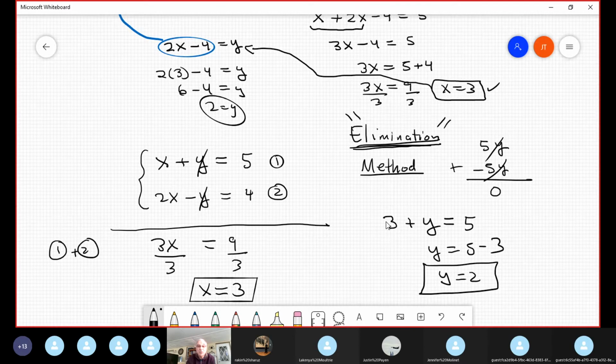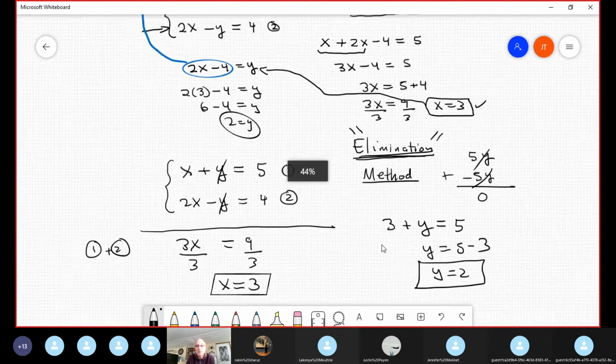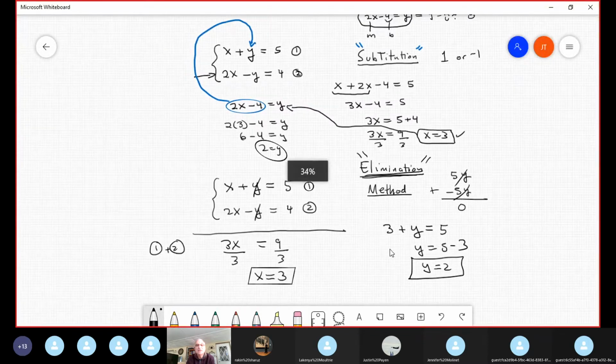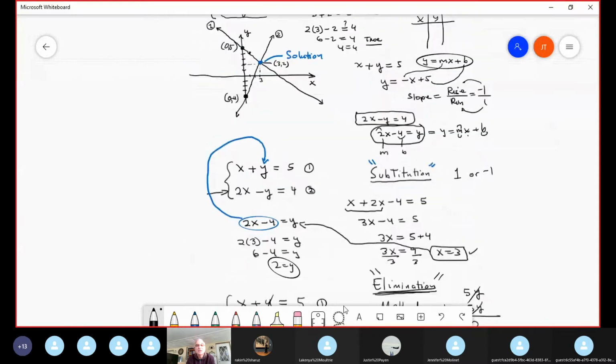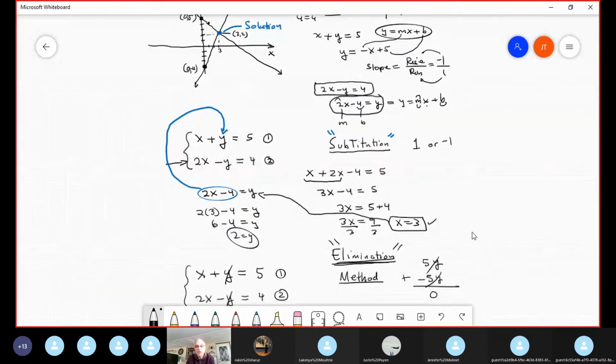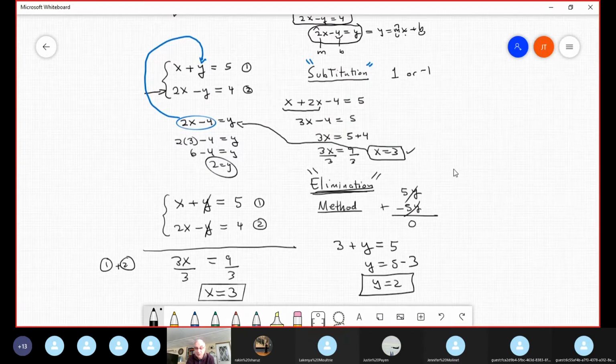Now we have 3 possibilities for solving a linear system of equations. The first possibility is graphically. The second possibility is substitution, and the third possibility is elimination. So you ask me, Professor, what is your opinion? My opinion is the method depends on the example.